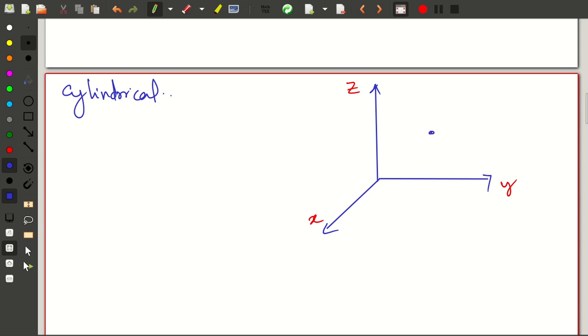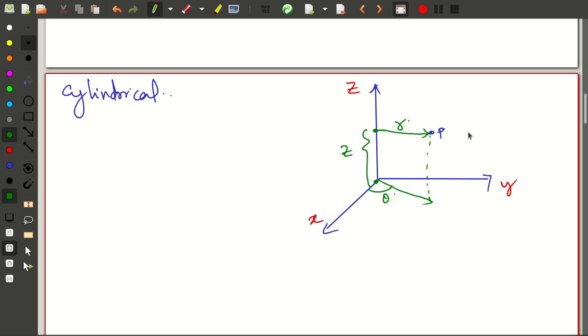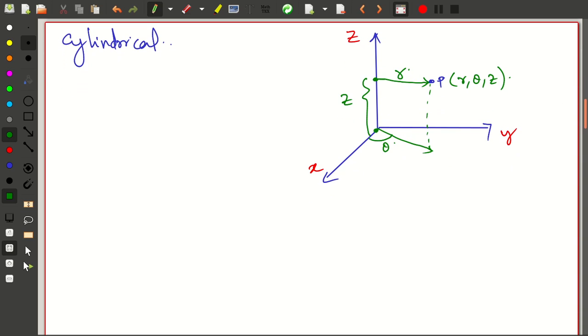Now to define a point P here in the cylindrical polar coordinate system, we define the distance from the z axis to that point as r, and whatever angle it makes with the x axis, this angle is theta, and this distance from the origin to here is your z. Therefore you have the coordinates r, theta and z. So this is your cylindrical coordinate system, and theta takes values from 0 to 2 pi because it goes around. r takes values from 0 to infinity, and z can take values from minus infinity to plus infinity. That's how the cylindrical coordinate system is defined.